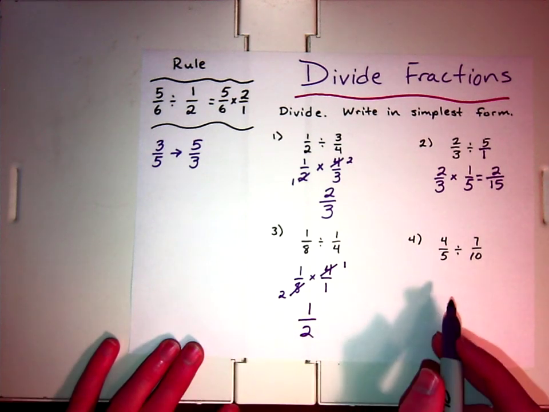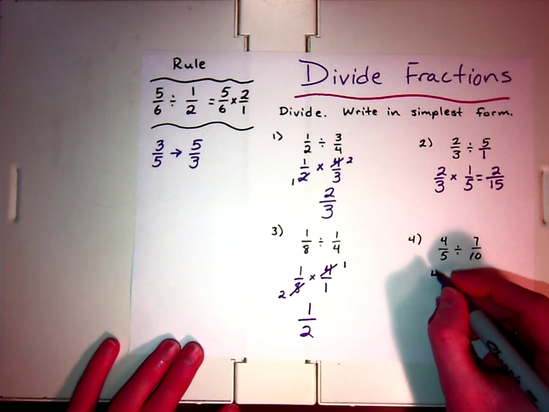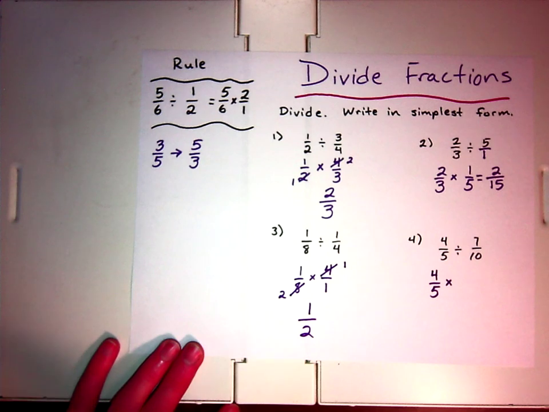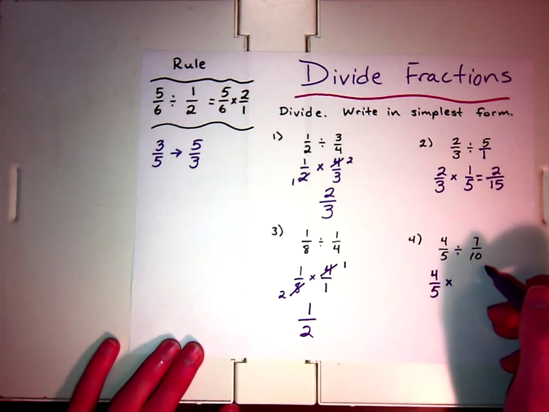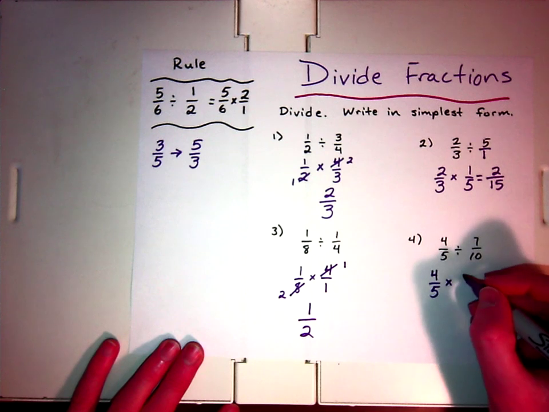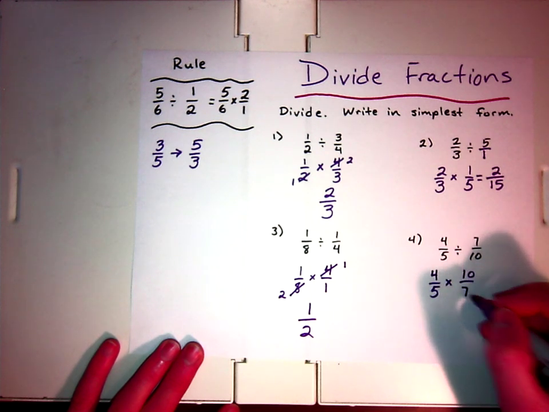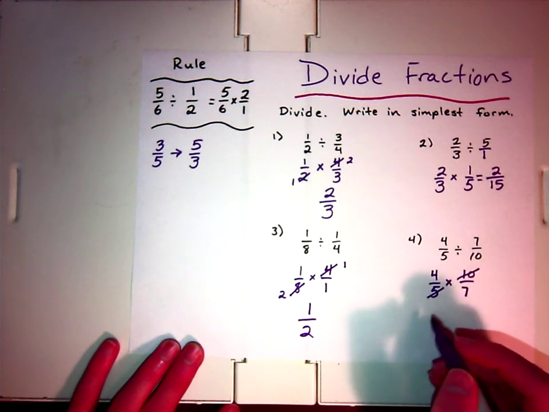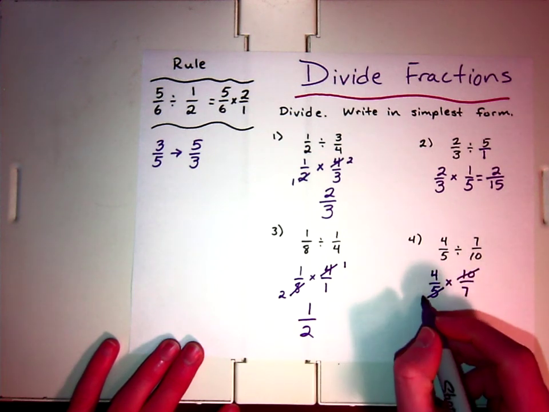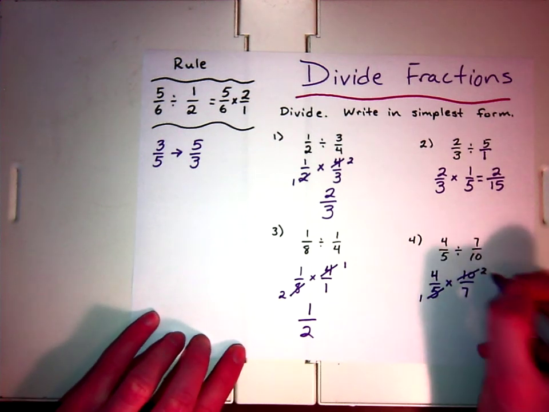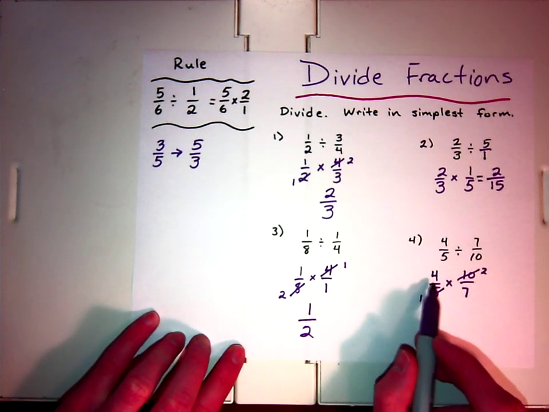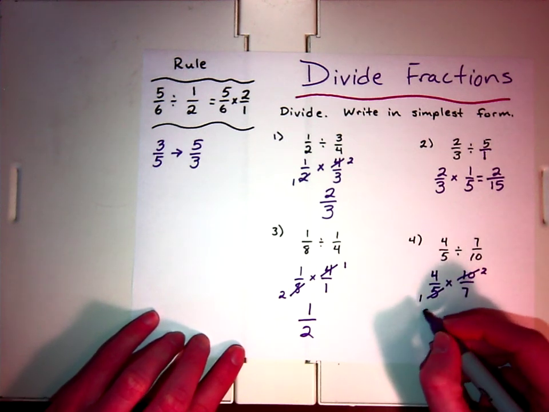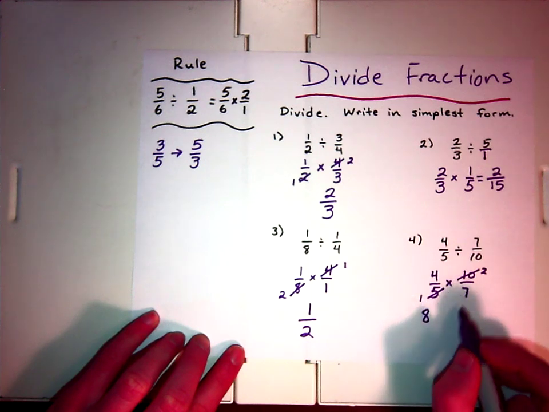For example 4, I have 4/5, so that's my dividend. It remains the same. My divide symbol turns into a multiplication symbol. And then I need to multiply by the reciprocal. Well, the reciprocal of 7/10 is 10 over 7. I say, are there common factors? Yes, there are. 5 and 10 have the common factor of 5. 5 goes into 5 once. 5 goes into 10 twice. 4 and 7 do not have a common factor to simplify. 4 times 2 is 8. 1 times 7 is 7.